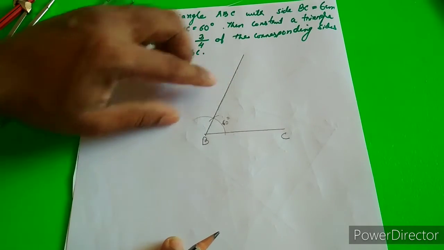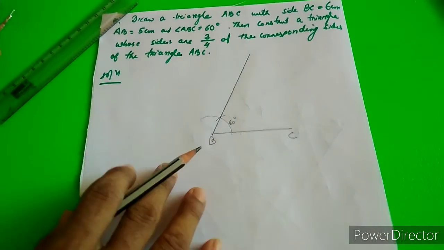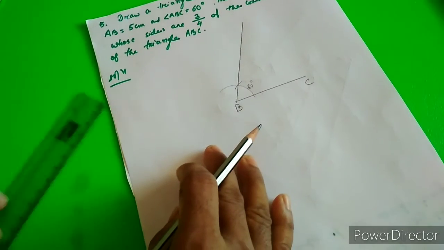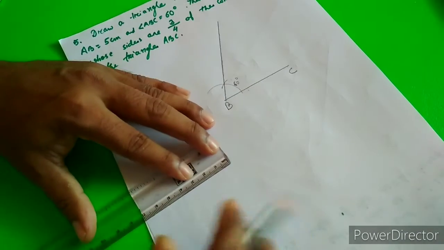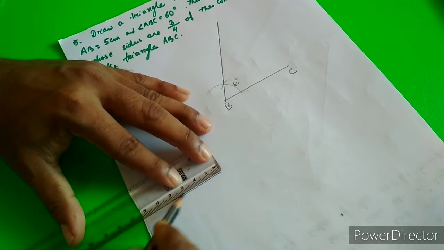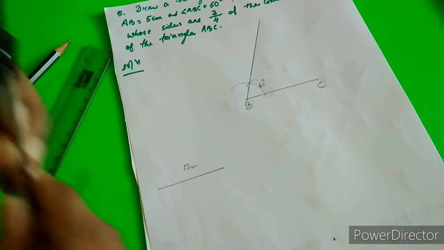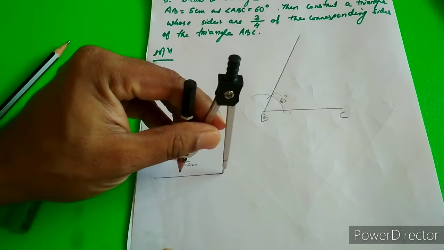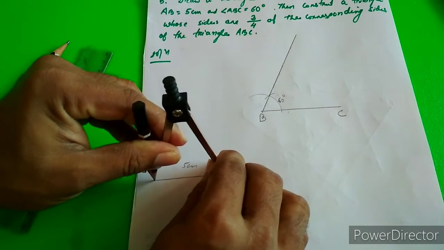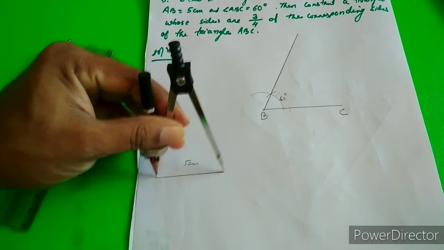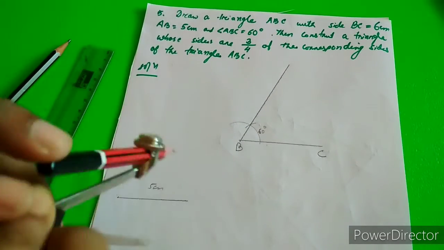AB equal to 5. So, obviously, I am going to do 5 cm. Draw 5 cm from A. Clear? 5 cm. We'll move to point B.